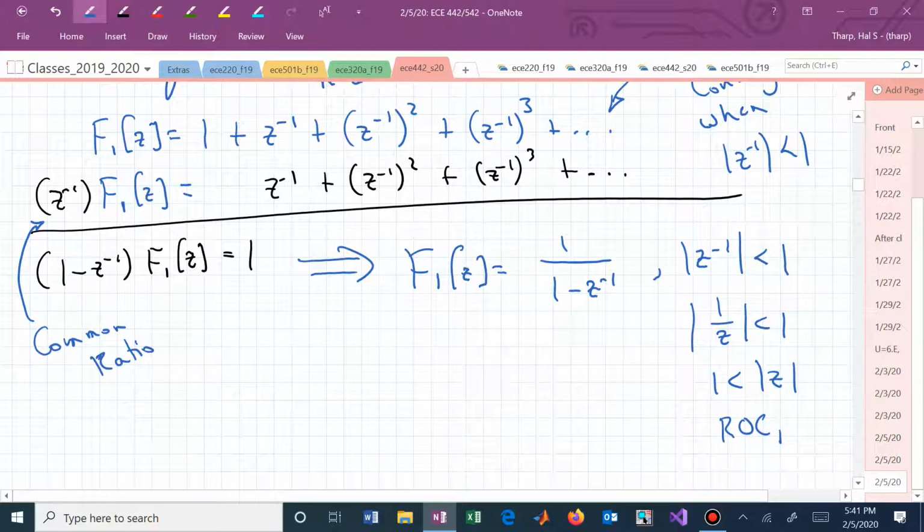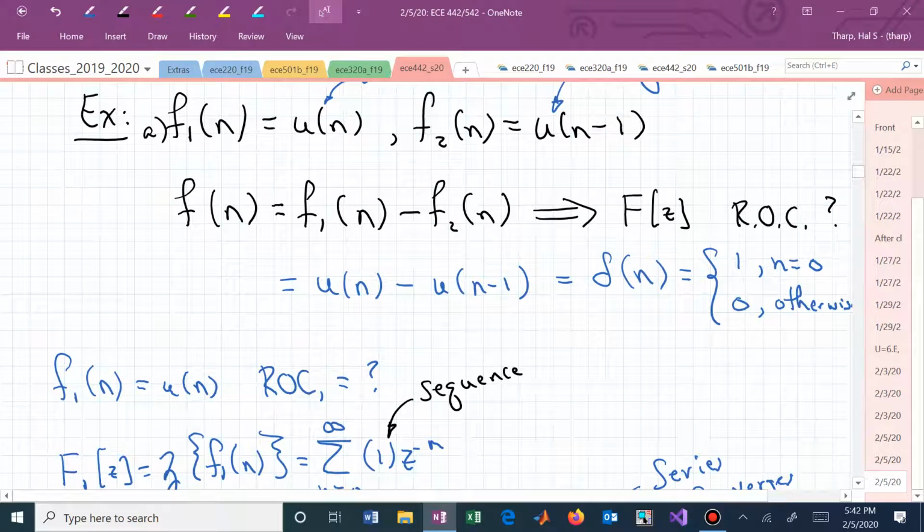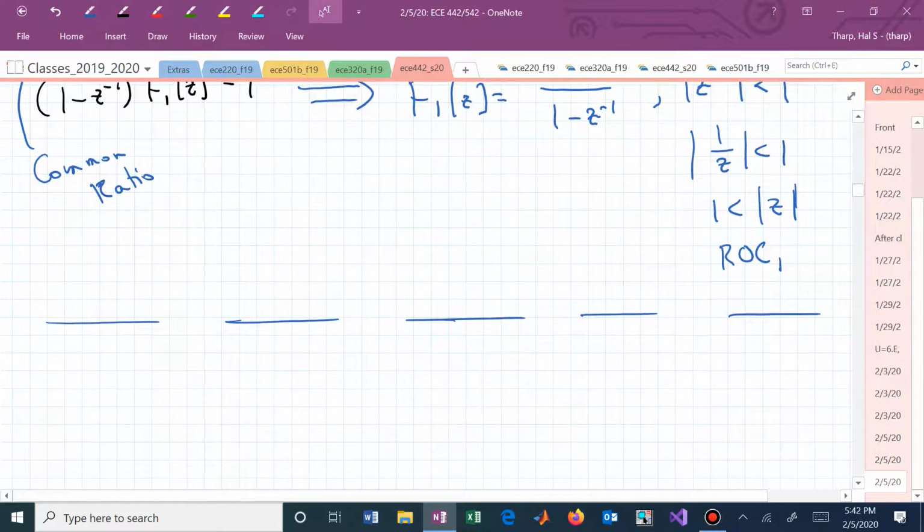That's ROC1. Can you distinguish between my vertical bars and my 1? Not very well, can you? But that's 1 is less than the magnitude of z. That gives you the entire complex z-plane except that the unit circle and its interior have been removed. That's region of convergence number 1. What's the region of convergence for f sub 2 of n, or for little u sub n minus 1?